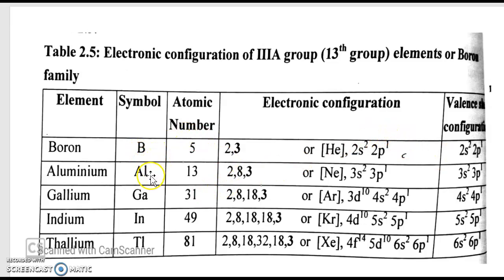Here boron, aluminum and gallium show the plus 3 oxidation state. Indium and thallium show the plus 1 oxidation state due to the inert pair of electrons.